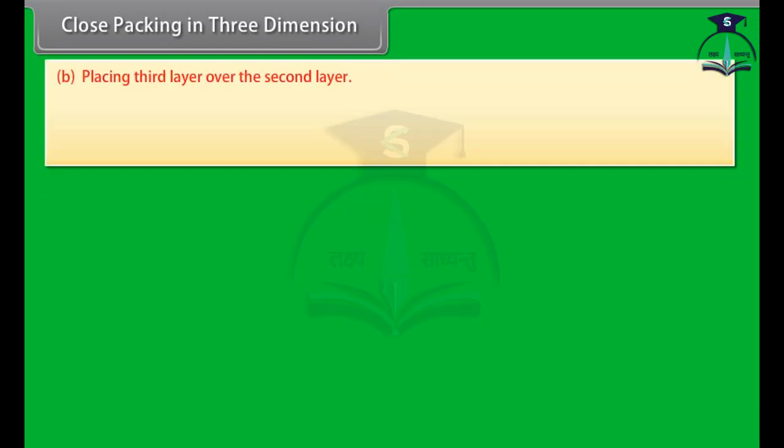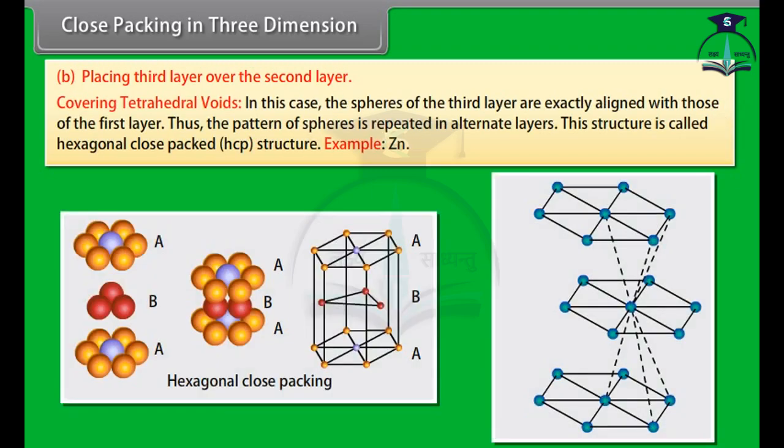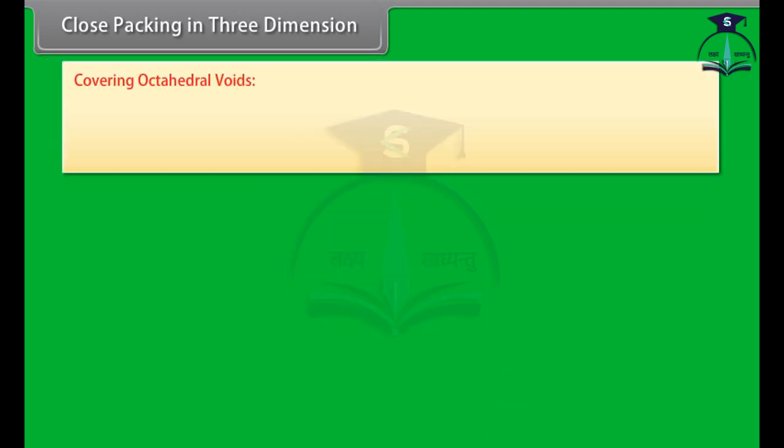Placing third layer over the second layer. 1. Covering tetrahedral voids. In this case, the spheres of the third layer are exactly aligned with those of the first layer. Thus, the pattern of spheres is repeated in alternate layers. This structure is called a hexagonal close-packed HCP structure. Example: zinc.